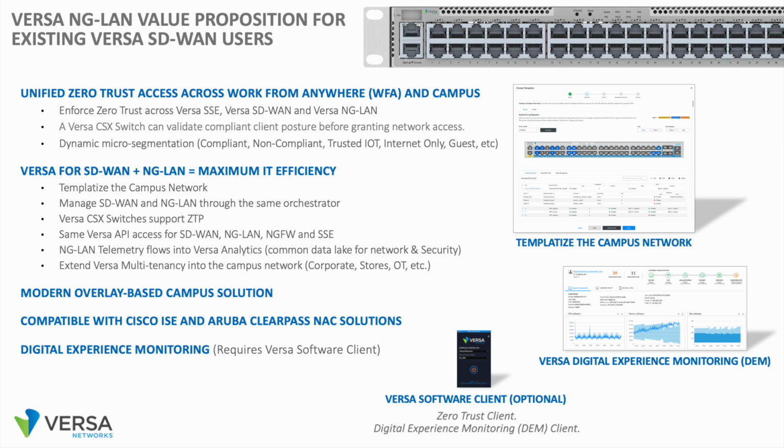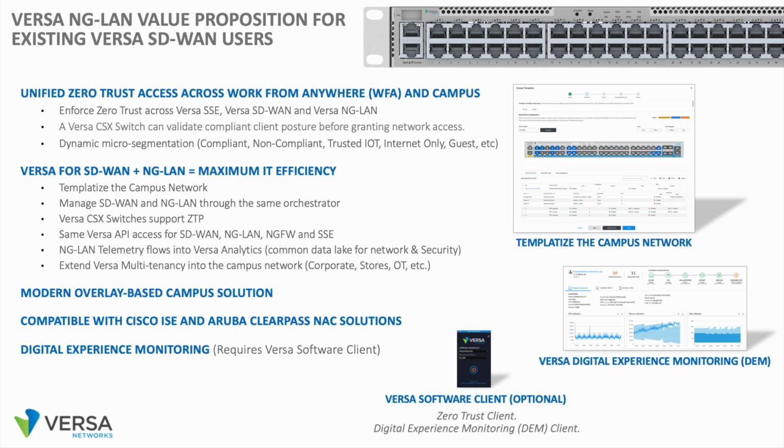So Versa Next-Gen-LAN brings unified zero trust access across work from anywhere and campus. We can enforce zero trust across SSE, SD-WAN, and Next-Gen-LAN. A Versa switch can validate compliant client posture before granting network access to users, and we support dynamic microsegmentation.